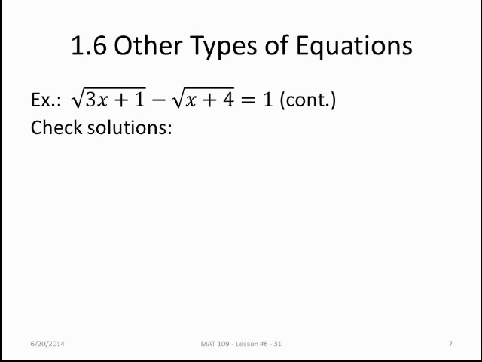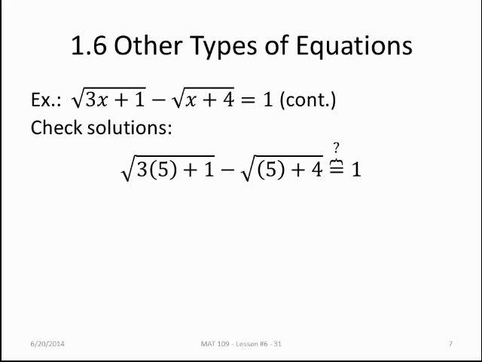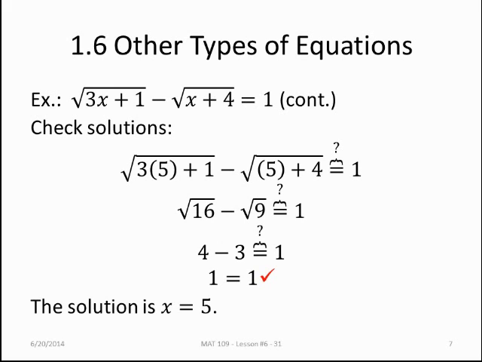What about the other one? Let's check 5. Plug 5 in. 4 minus 3 equals 1. 1 does equal 1. So the solution x equals 5 is okay. But we did need to throw away one of our solutions. That is the reason you must do the checking operation.